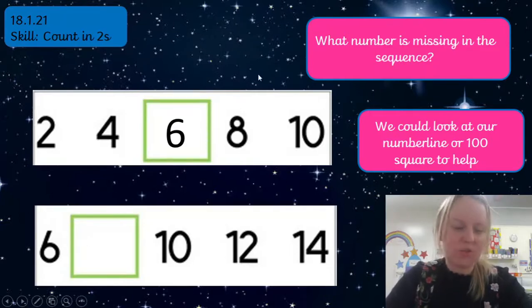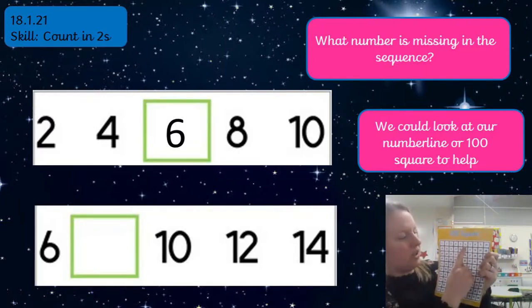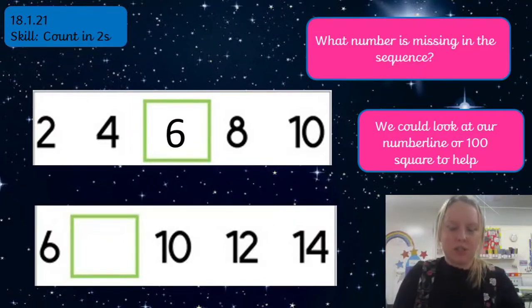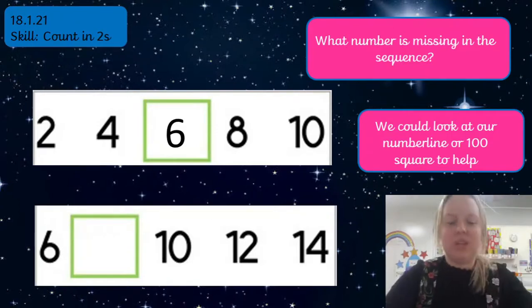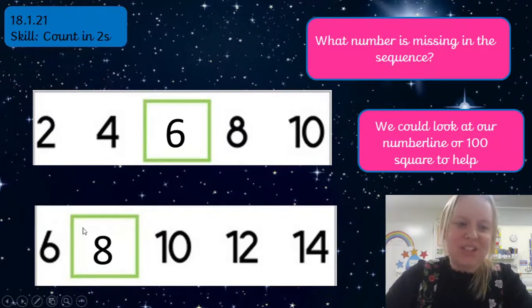So look on your 100 square now, find your number 6. Skip count from your number 6 in 2s and see if you can figure out what the missing number is. So hopefully you got number 8. 6, 8, 10, 12, 14.